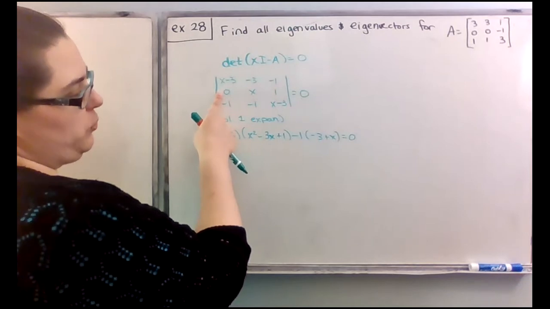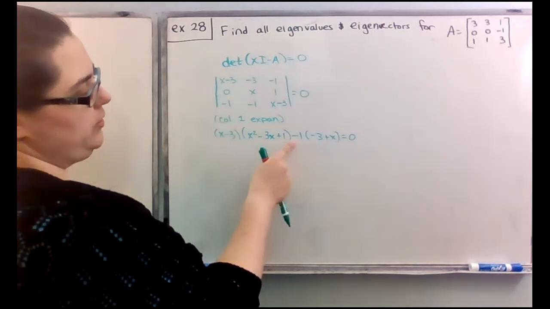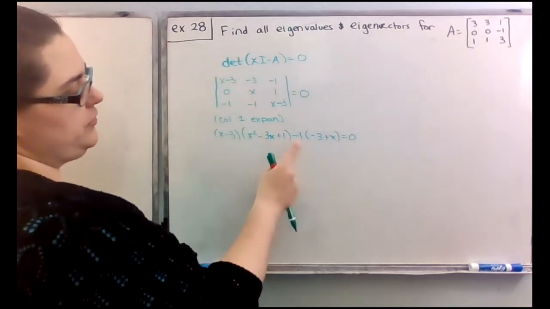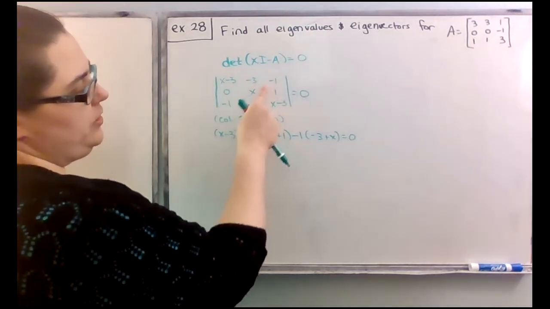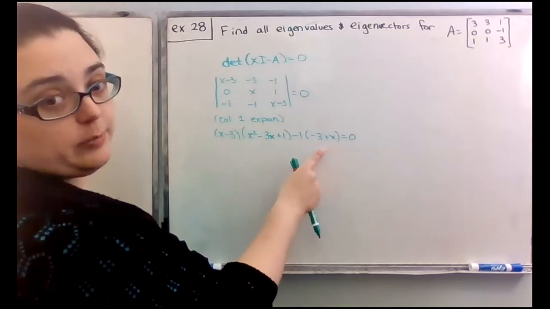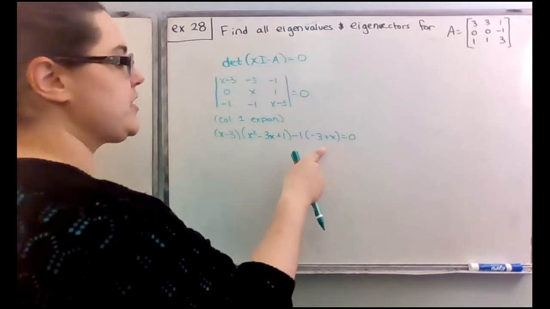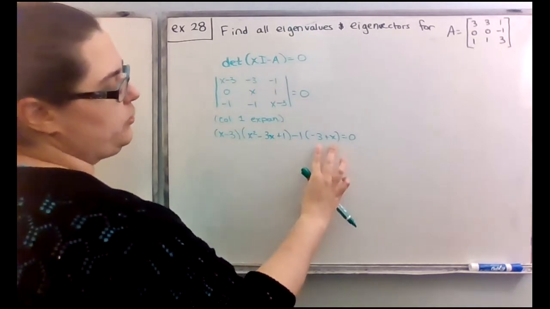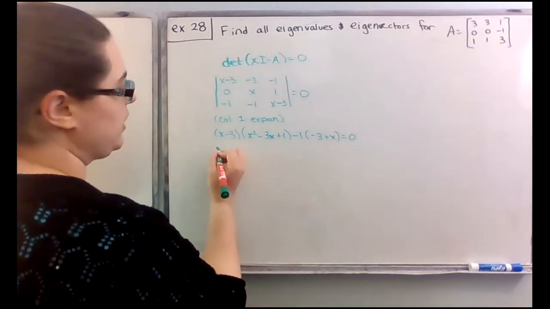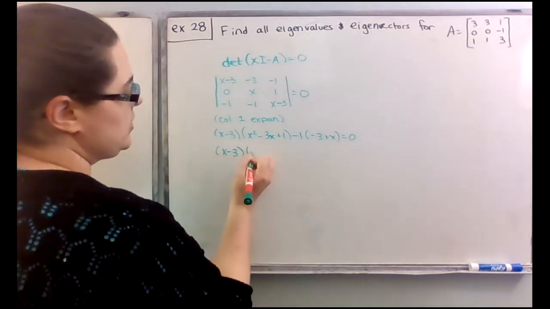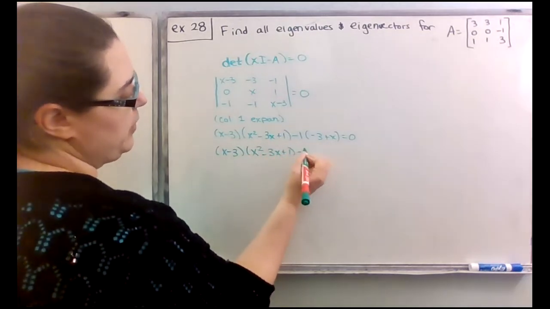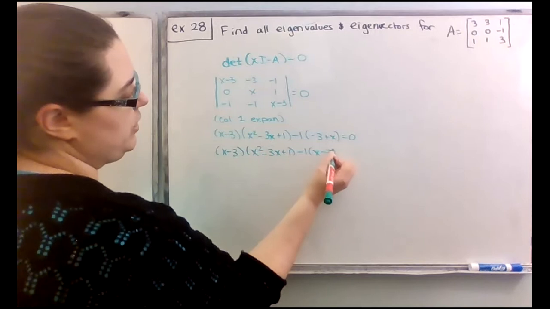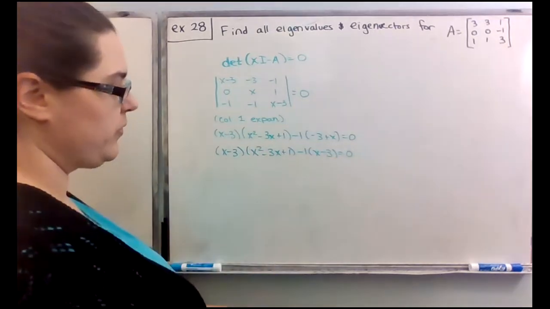That's a 0 there, so I don't have to worry about it. And then I have minus 1 because this is positive, negative, positive. So there's my minus 1. Close those out, and this gives me negative 3 plus x. So that's where this came from. I can rewrite that as x minus 3 times x squared minus 3x plus 1, minus 1 times x minus 3, is equal to 0.